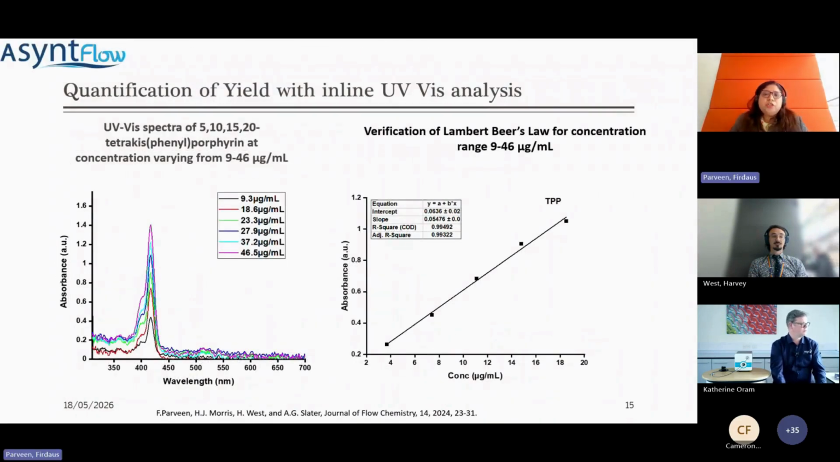And for the quantification of the yield from the UV-Vis inline analysis, we ran the standards for different porphyrins with the concentration varying from 9.3 microgram per ml to 46.5 microgram per ml, and plotted the standard calibration curve. This curve followed the Lambert-Beer's law as suggested by Andrew earlier in his presentation. So absorbance is a function of concentration. So the higher the absorbance, the more the concentration.